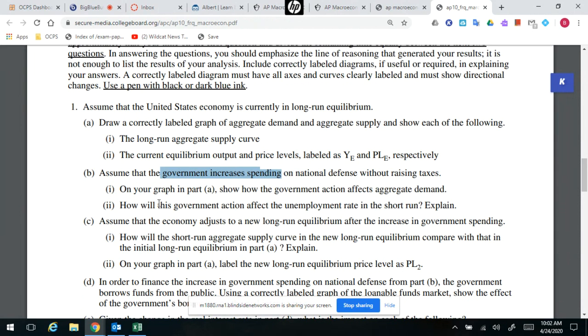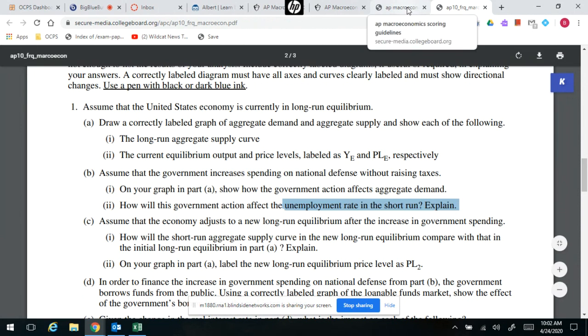And how will this government action affect the unemployment rate in the short run? Explain. Okay, so if aggregate demand is increasing, that means there's going to be an increase in real GDP. So we're making more goods and services. If we're making more goods and services, that means we need more workers. So unemployment goes down. There's an inverse relationship between GDP and unemployment.